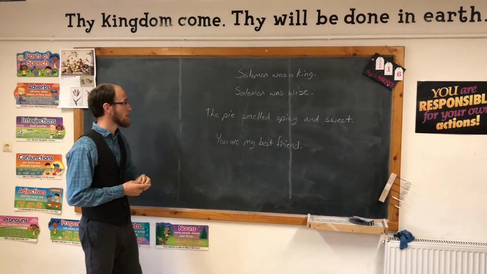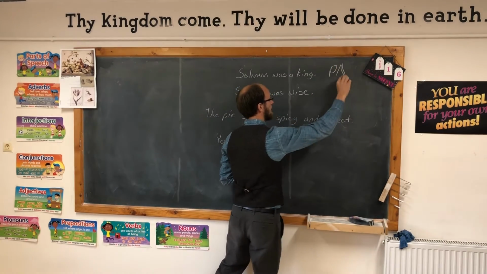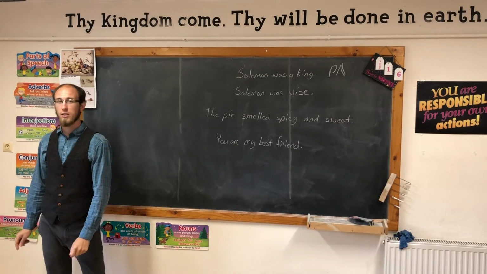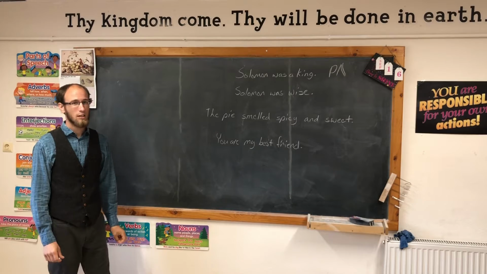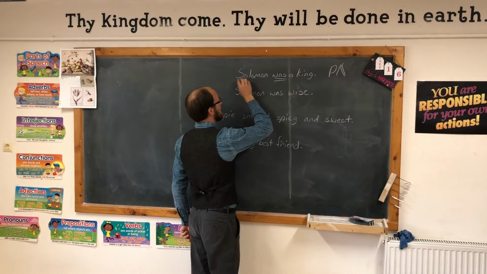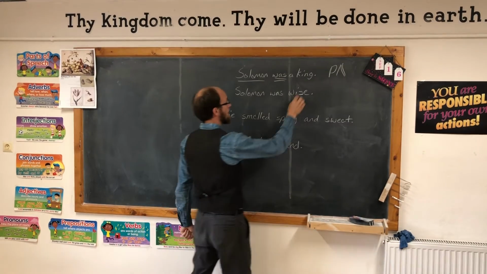We have this in the first sentence, and we call this a predicate nominative. We call it a PN. Can you find the predicate nominative in the first sentence? Solomon was king. What's the verb, first of all? Was. Who or what was? Solomon. Solomon was who or what? King. Excellent. He was the king.